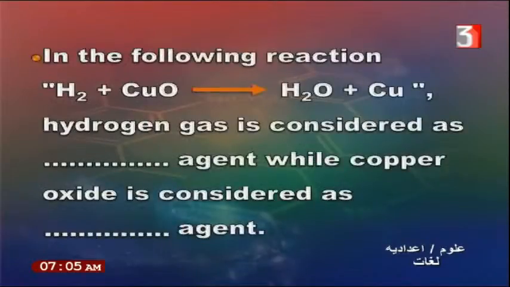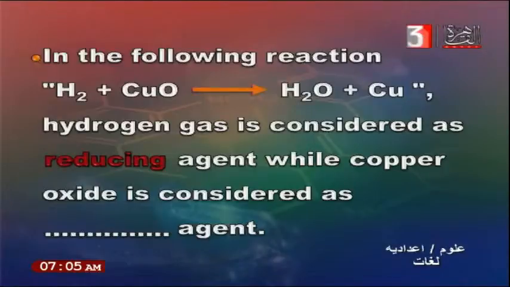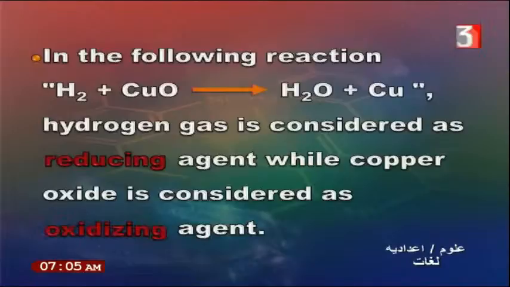In the following reaction, hydrogen passing over copper oxide produces water vapor and copper as a red precipitate. Hydrogen gas is considered blank, while copper oxide is considered blank. Hydrogen is considered a reducing agent because it takes oxygen in the reaction, while copper oxide gives oxygen, so it is considered an oxidizing agent.